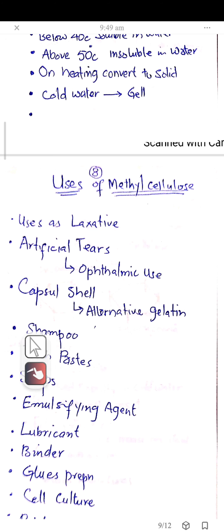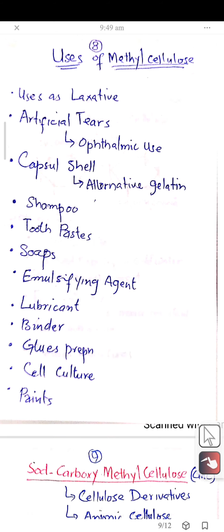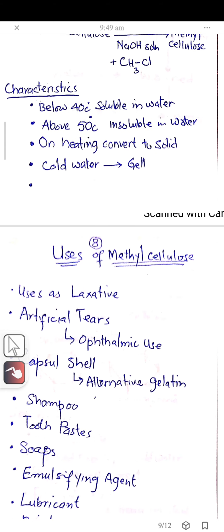Shampoos, maybe this is used. It is also used in toothpaste, soaps, as an emulsifying agent, lubricant, and binder. It is also used in glues preparation, and methyl cellulose is also used in cell culture and also used in paints, etc.